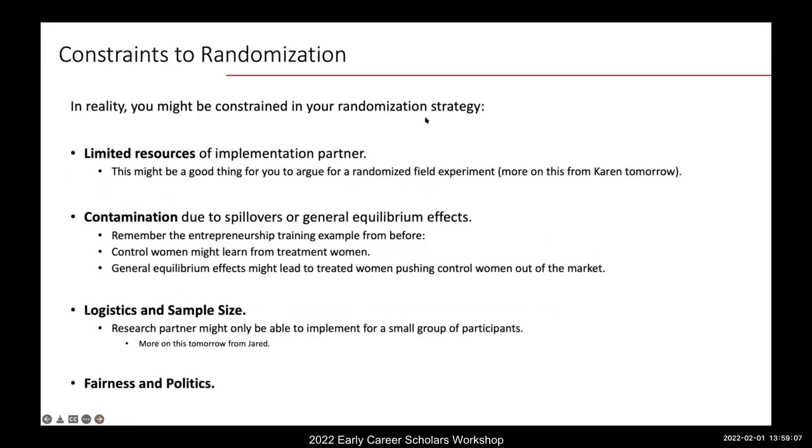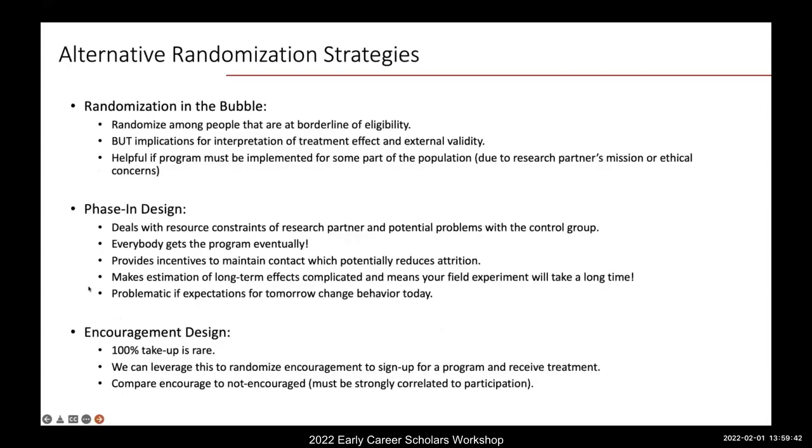Okay. In reality, you might be relatively constrained in your randomization strategy because you have limited resources of implementation partners. So it's not tomorrow, it's actually later, but Karen is going to be talking more about how to work with research partners. There might be contamination due to spillovers or general equilibrium effects that you have to take into account. Logistics and sample size, and then simply fairness and politics might drive what you do in terms of randomization. So I'm sorry that I'm speeding through this, but I'm running a bit late.